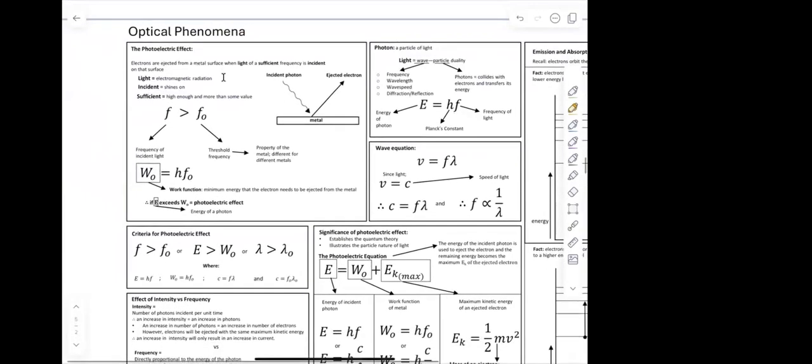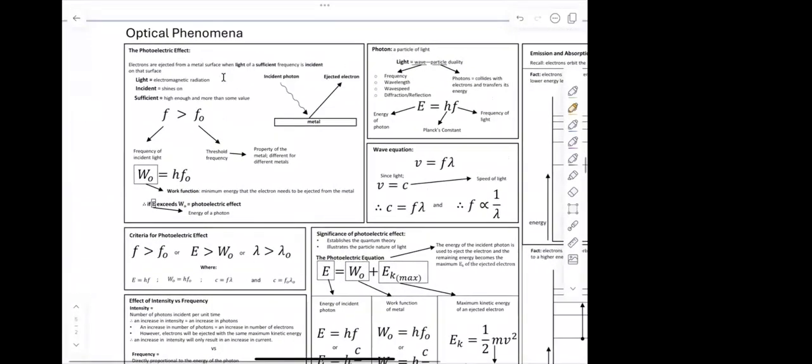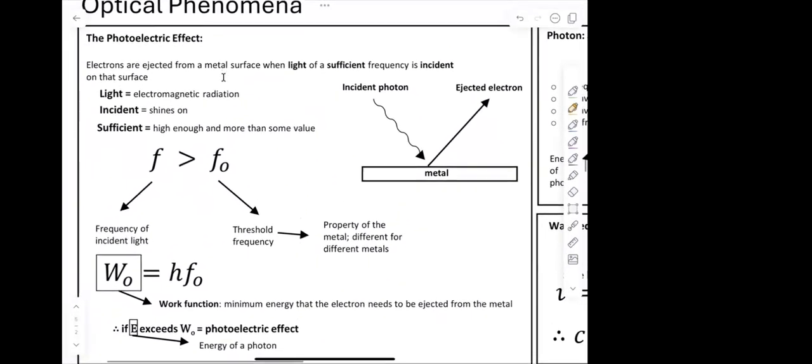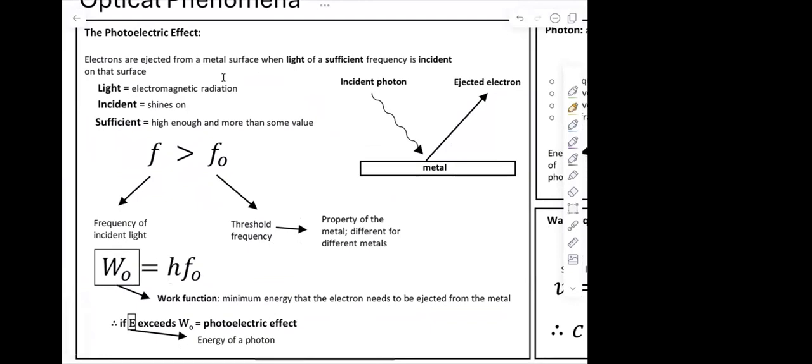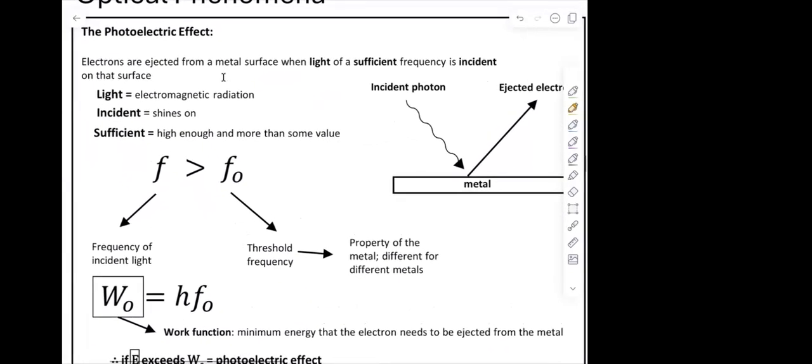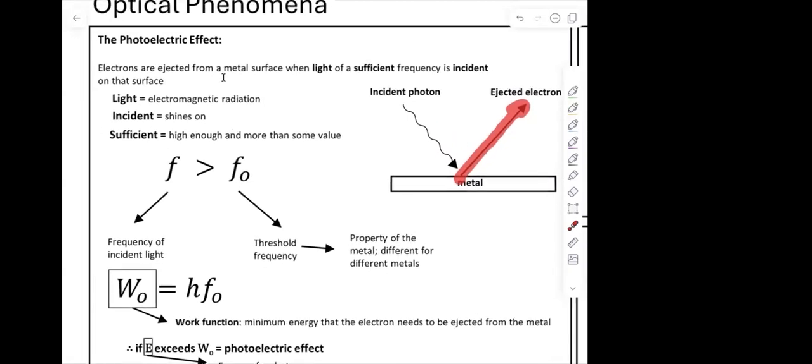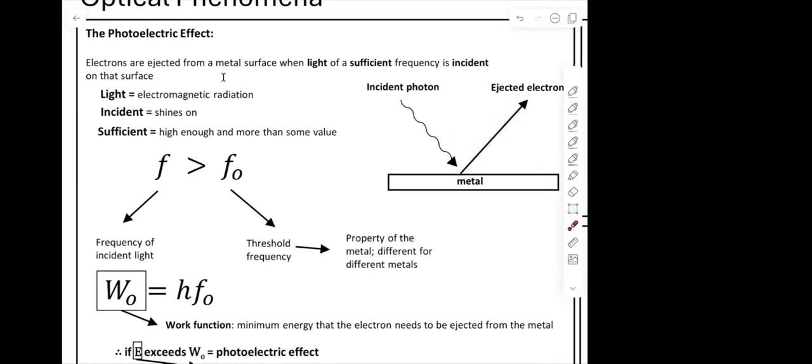Then let's look at the photoelectric effect itself, right? So what is the photoelectric effect? The photoelectric effect states that electrons can be ejected from a metal when a light of a sufficient frequency is incident on that surface. So what we can see is that you'll have a photon, that photon will hit that metal. And if that photon has enough energy, the metal will eject what we call a photoelectron, right? So we will eject an electron in exchange for the energy that that photon gave us, right?